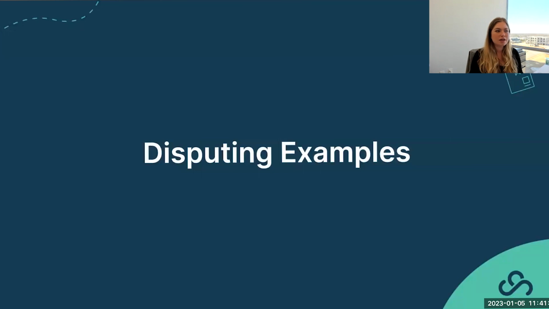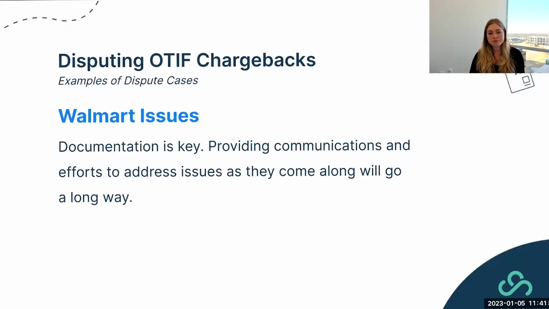Perfect. All right, we're making good time. Okay, so disputing OTIF chargebacks, what are good dispute cases that you can go and make to HighRadius or to your buyer? So any issues that are Walmart's fault. Walmart does make mistakes, especially whenever it comes to supply chain and DCs and transportation. And so documentation in any of these cases is extremely key.